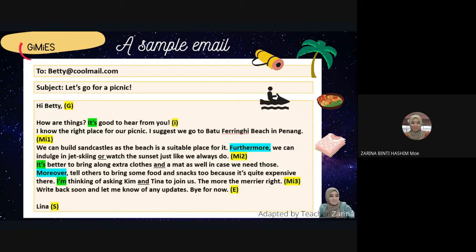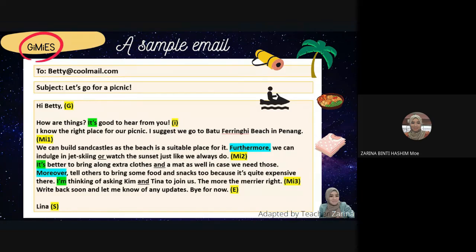And then after "To", you are writing to Betty. Just now you are replying to Betty. Subject: please write the subject, and make sure it follows the question just now. Let's go for a picnic. Then remember GIMMIES, the steps in writing an email. G is greeting. We write there, Hi, Betty. That will be your greeting, or Hello, Betty. It doesn't matter.